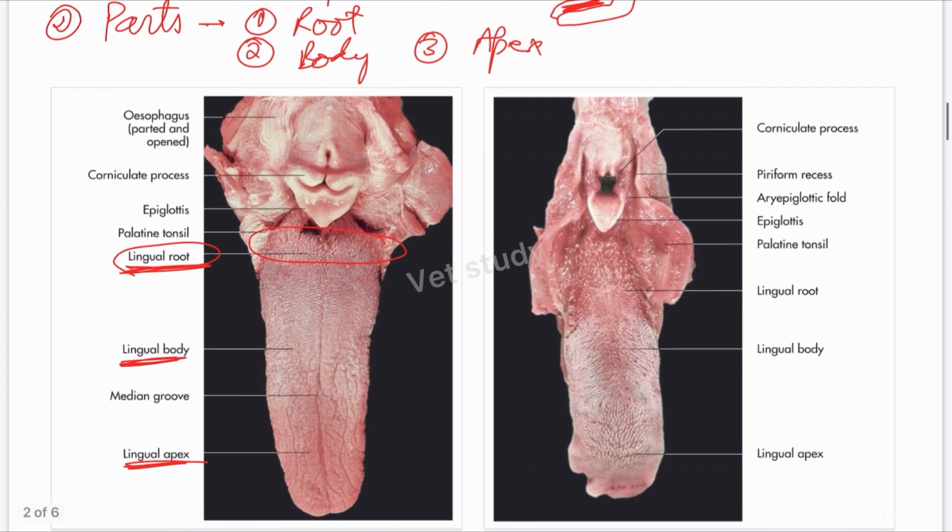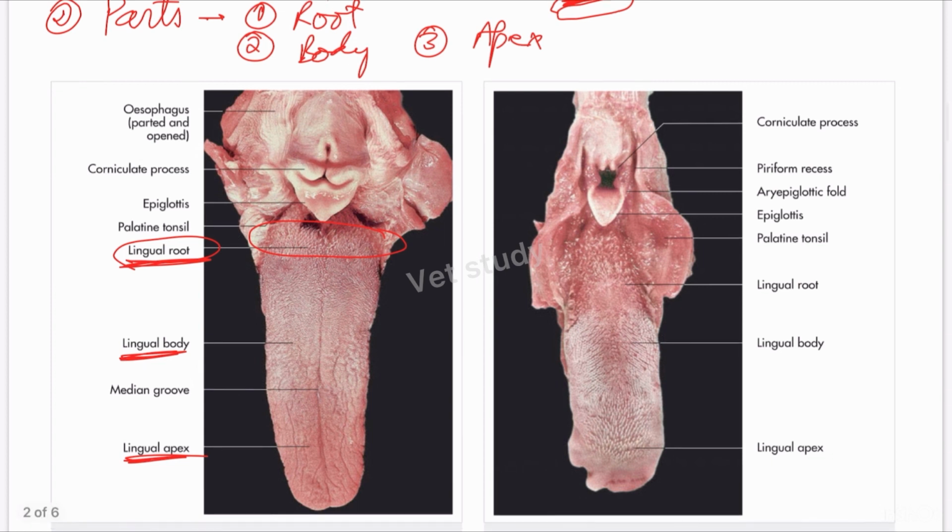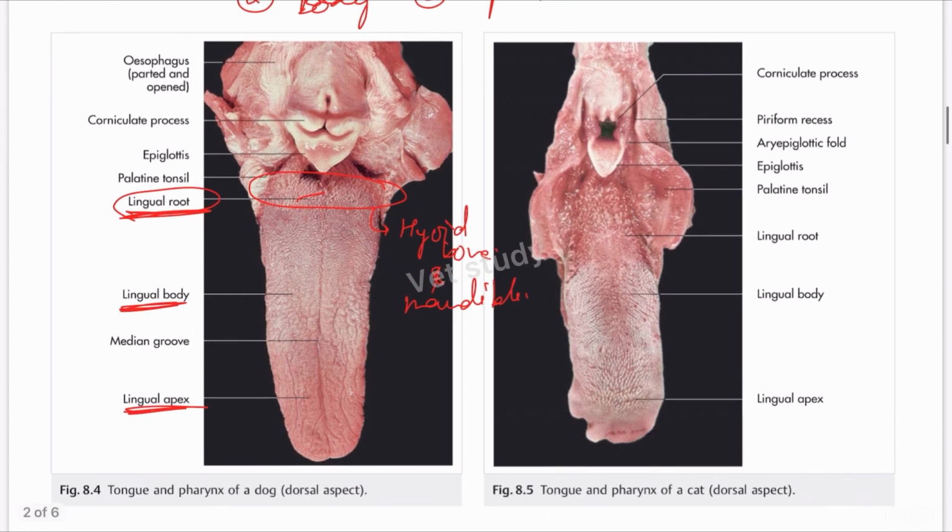If we talk about the root first, it is a very thick part, as you can see in the image. This is a very thick portion, and it is attached to the hyoid bone and mandible. It is attached to the hyoid bone by the hyoglossus muscle, right? You can remember this. It is attached to the hyoid bone through the hyoglossus muscle, and it is attached to the mandible through the genioglossus muscle.